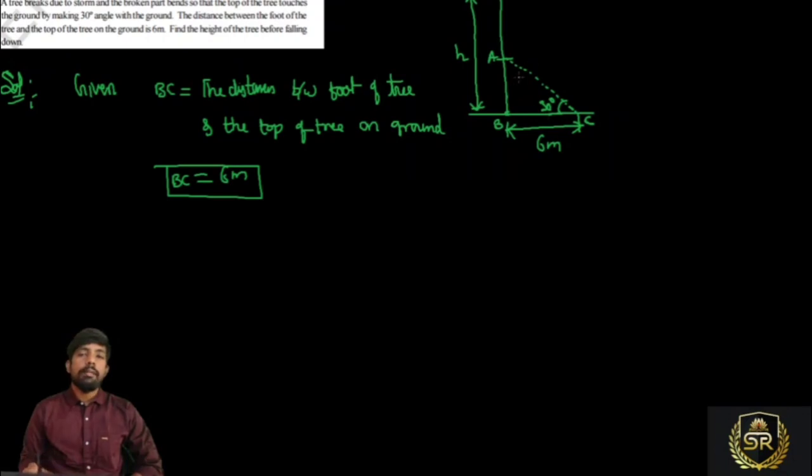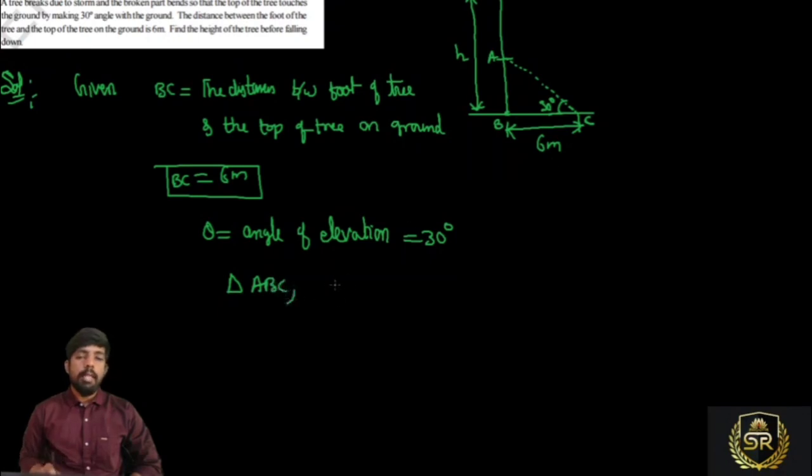Next, AC. Do we know AC? We don't know. So the angle of elevation with respect to the ground is given as 30 degrees. Then can we find the opposite? This is the adjacent. Can I apply this to the right angle triangle ABC?